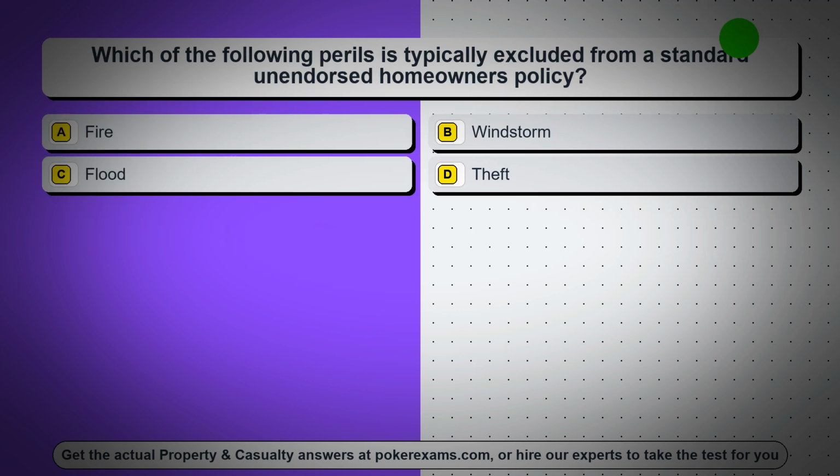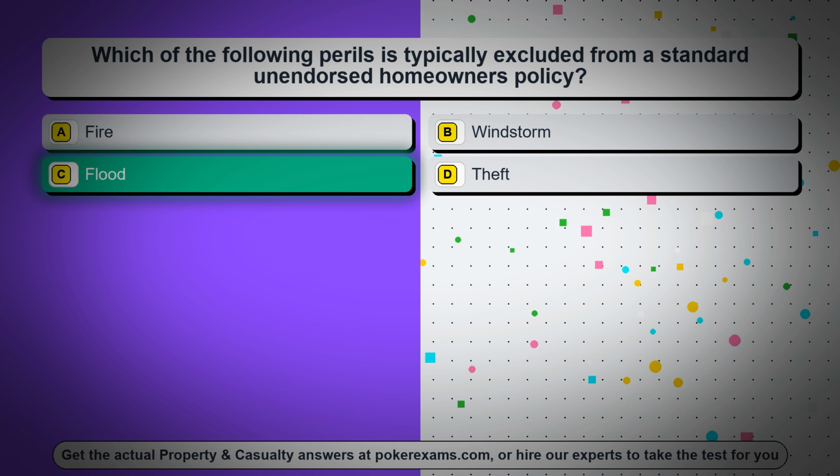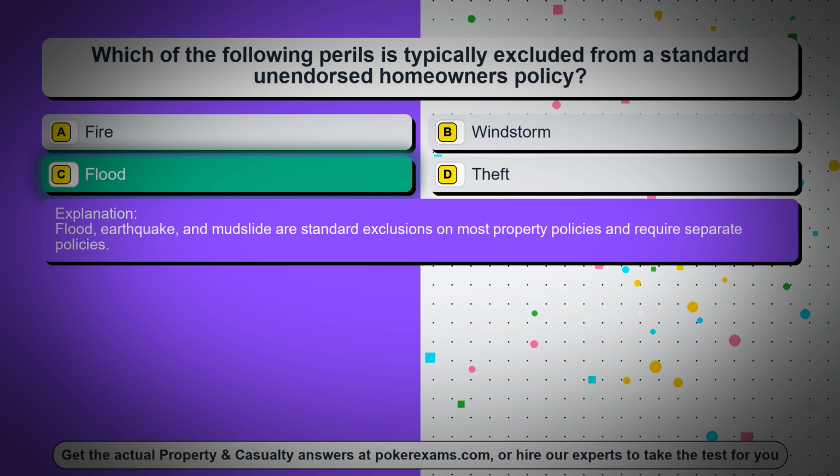Question 100. Which of the following perils is typically excluded from a standard unendorsed homeowner's policy? Option A, fire. Option B, windstorm. Option C, flood. Option D, theft. The correct answer is option C, flood. Flood, earthquake, and mudslide are standard exclusions on most property policies and require separate policies.